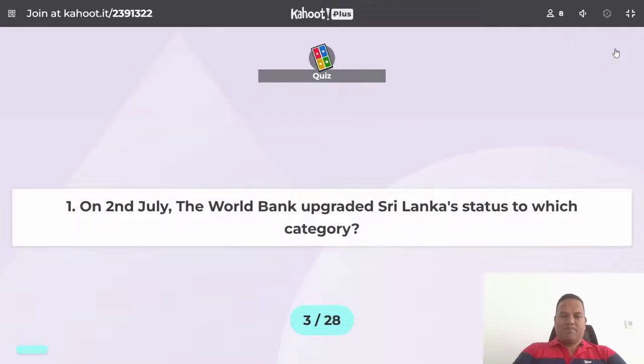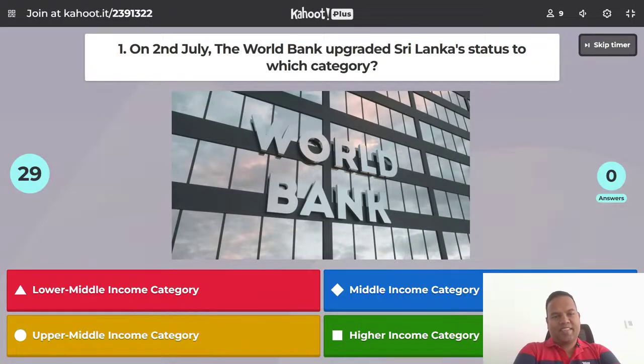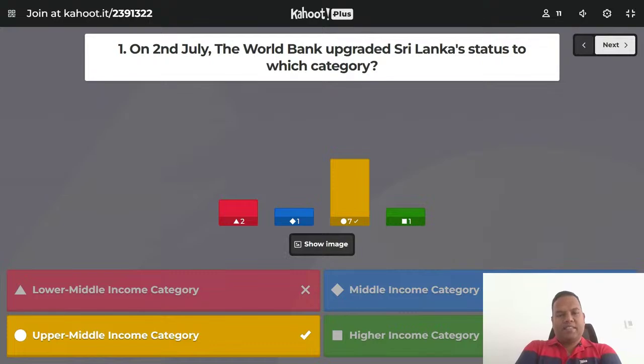Okay, question number 1. On 2nd July, the World Bank upgraded Sri Lanka's status to which category? Were we upgraded to lower middle income? Were we put in middle income? Or was it upper middle income? Or did the World Bank upgrade Sri Lanka's status to higher income?